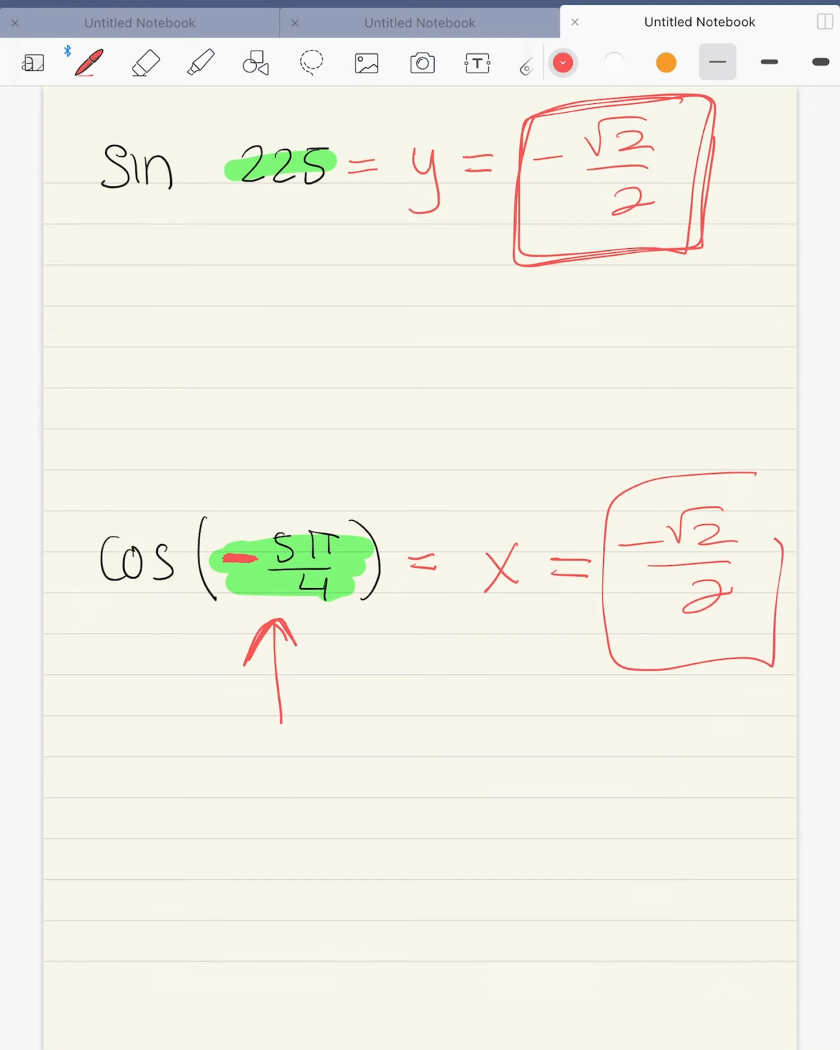So negative means clockwise rotation. You go clockwise rotation. And we are done with that problem.